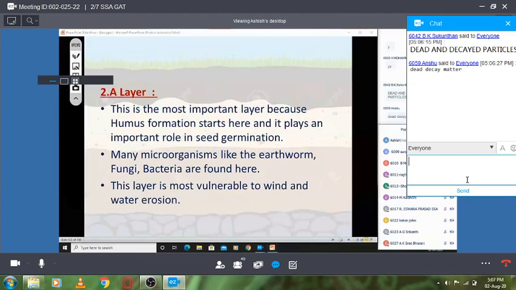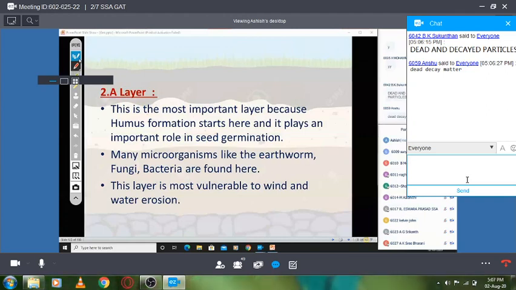This 2A layer, it is the first layer of the soil profile. This is the most important layer because humus formation starts from here, and it also plays an important role in seed germination. Since humus is present there, it helps in seed germination.